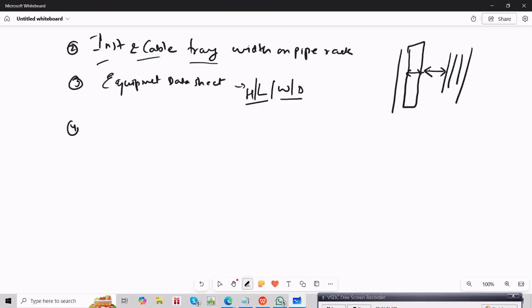Now the fourth input that we need as piping people from another discipline is called the anchor bolt drawing. This anchor bolt drawing is related to pumps, right?